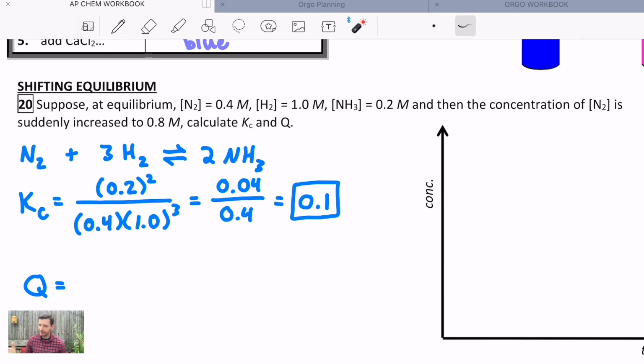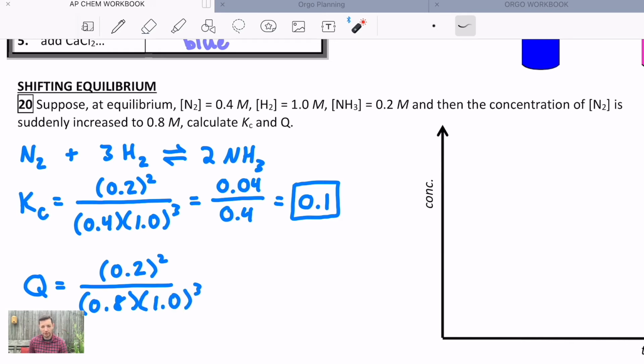It's just not necessarily at equilibrium. And that's true. Once we change the amount of one of these things, temporarily, it's not at equilibrium. It will respond, but temporarily it's not there. So initially, our numerator is the same. It's 0.2 squared, because the ammonia is still 0.2, but the denominator is different. Now my nitrogen concentration is 0.8 raised to the first power, and my hydrogen is still 1.0, also cubed.